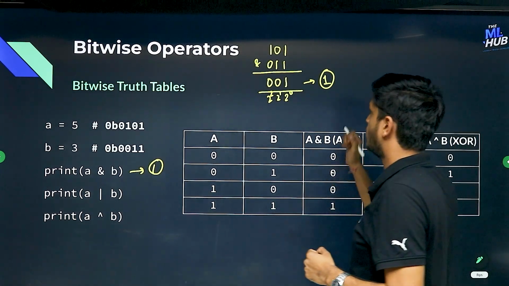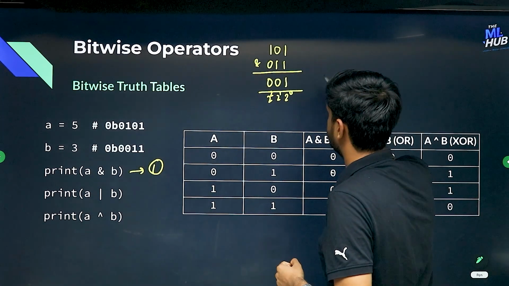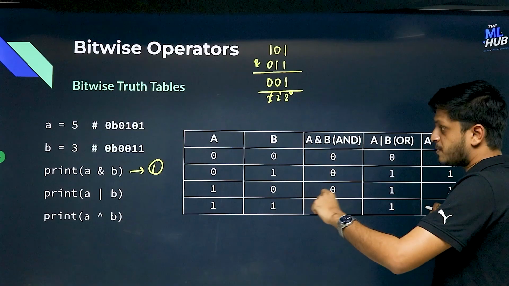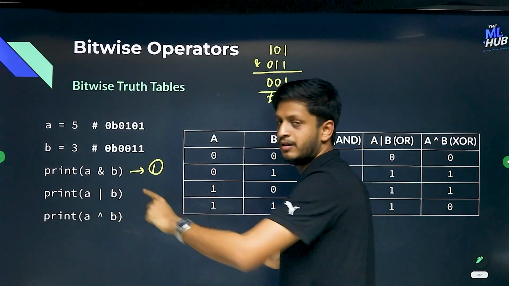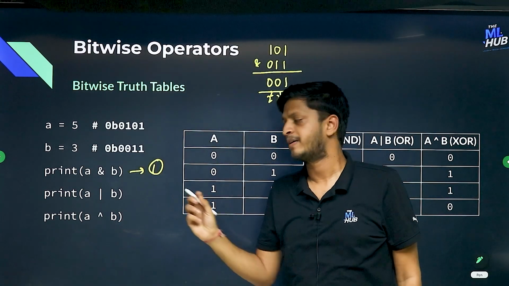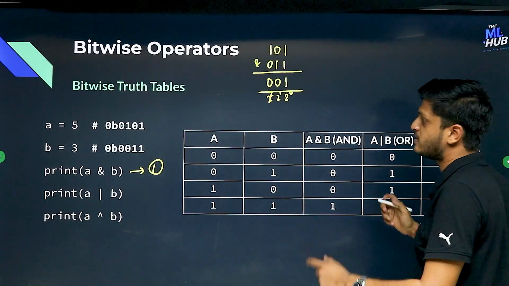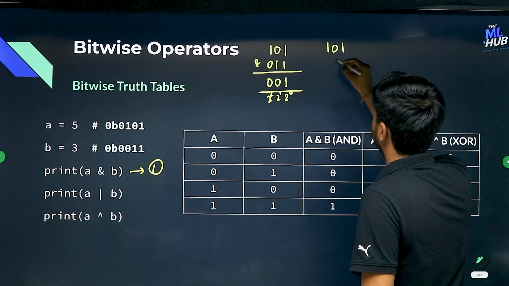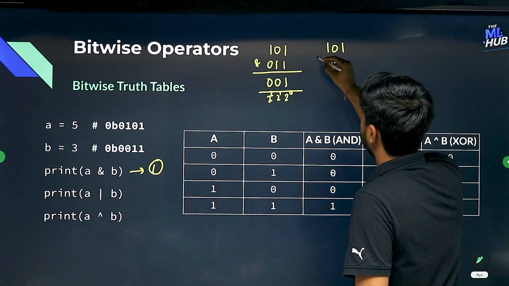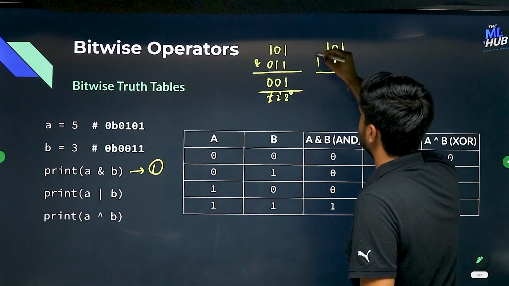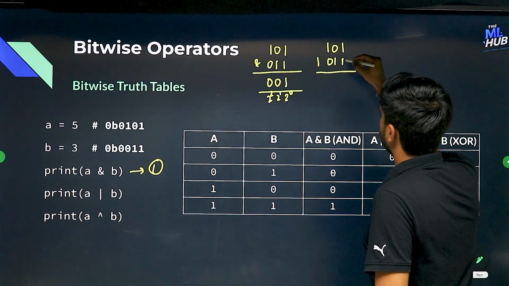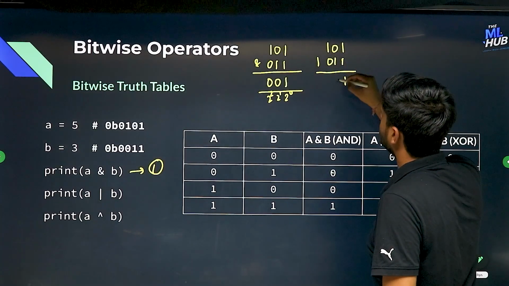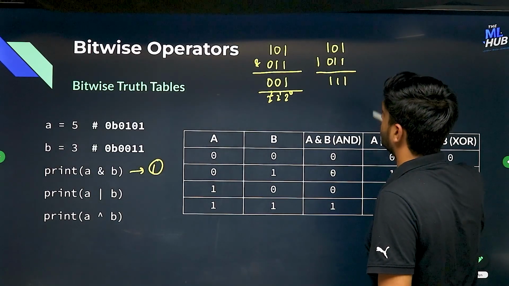Okay. Now coming to OR. Let us perform the OR operation. This single pipe is the OR operator. Let's perform the bitwise OR operator. So 101, you have to OR with 3. 3 is 011. And you are performing bitwise OR. So 1 OR 1 is 1, 1 OR 0 is 1, and 1 OR 0 is again 1.